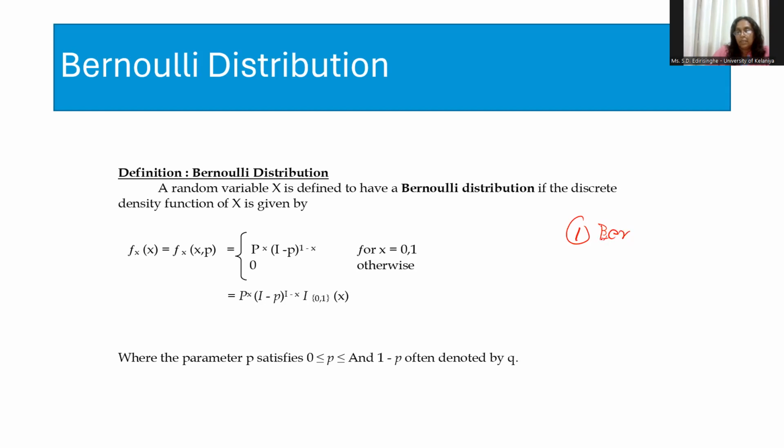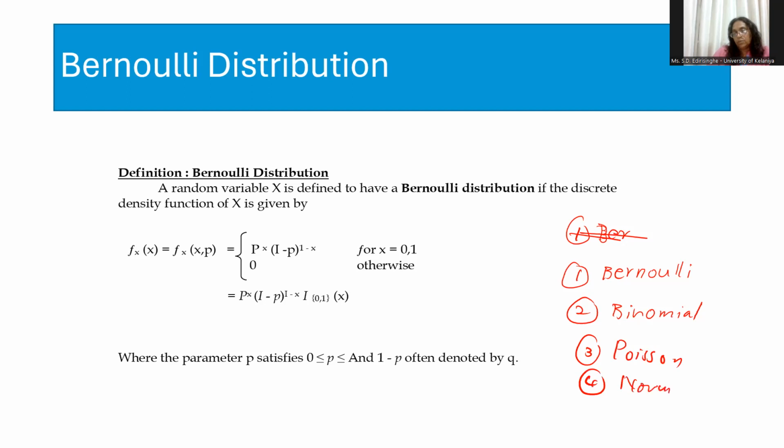Here B, not beta. Bernoulli trials. After that binomial. After that Poisson. After that, let's talk about the normal distribution.